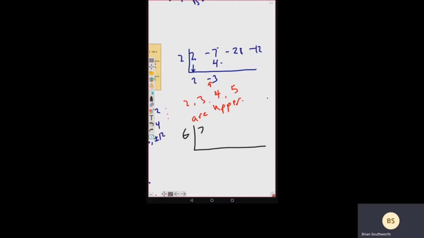So I have 2, minus 7, minus 28, minus 12. Bring down the 2. 2 times 6 is 12. Minus 7 plus 12 is 5. 5 times 6 is 30.